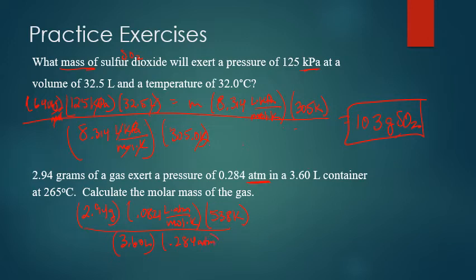0.284 atmospheres. So atmospheres, liters, Kelvin, and that leaves me with grams per mole for the molar mass. And the molar mass will end up being 127 grams per mole.